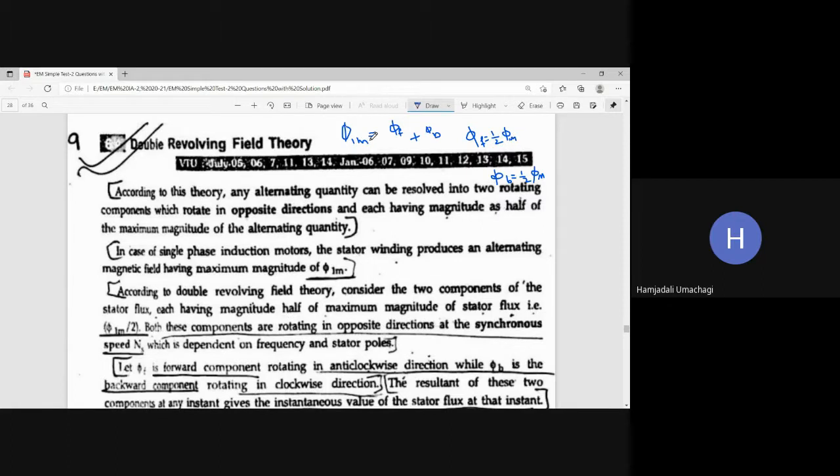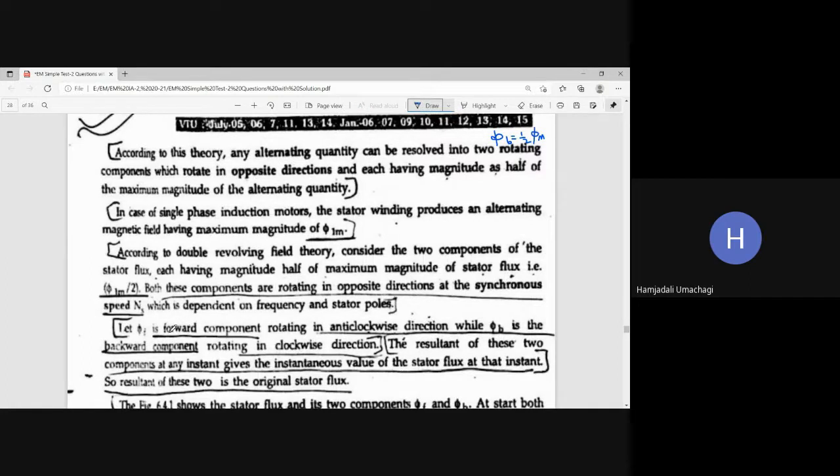So both these components are rotating in opposite directions at the synchronous speed ns, because the flux given by the stator is always rotating in the air gap with synchronous speed ns, which is dependent on frequency and stator poles, because ns is equal to 120 f by P.